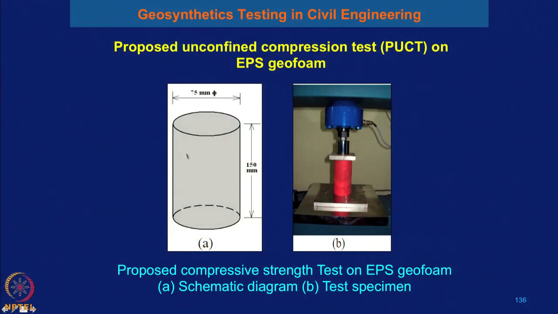So, here you can see this is the cylindrical sample, and it has a height of about 150 millimeter and a diameter of about 75 millimeter. It is a cylindrical sample.